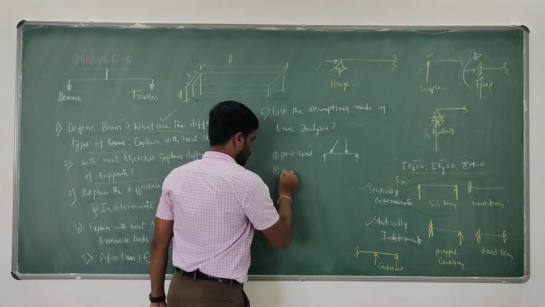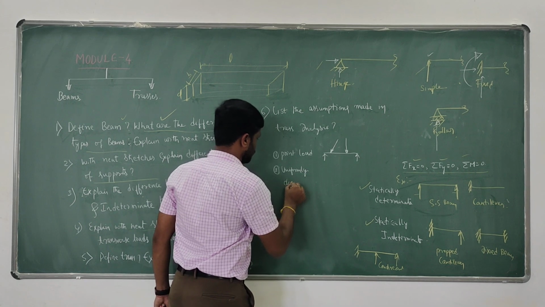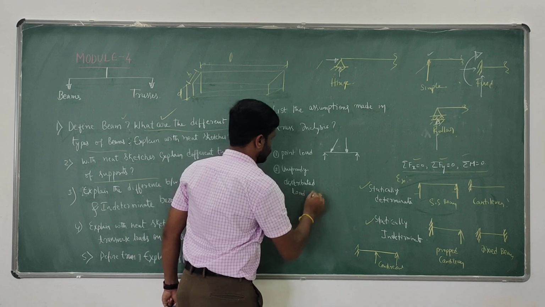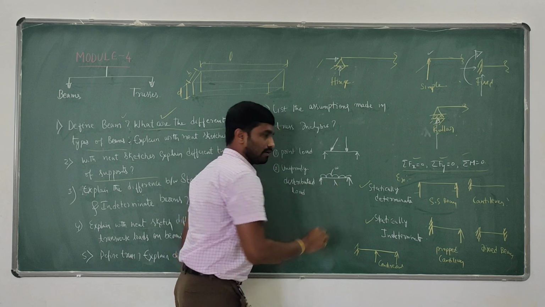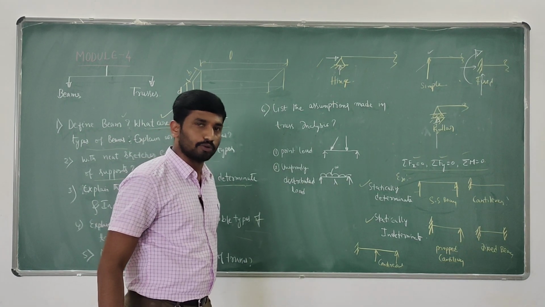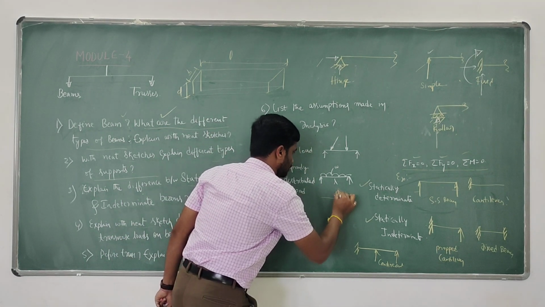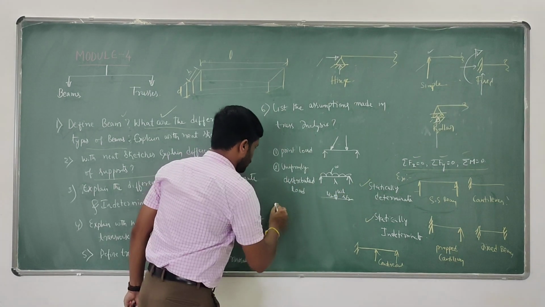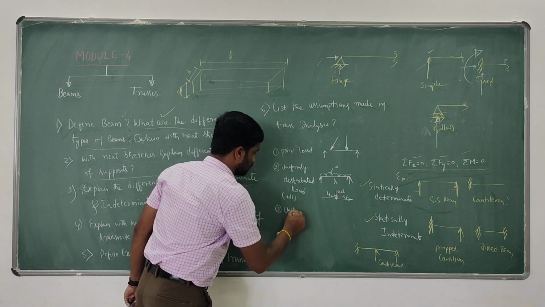The second one is uniformly distributed load. WL, the load acting throughout the same. That is uniformly distributed load. And if you have to convert this UDL into a point load, it's very simple. W into L acts at L by 2 for UDL.